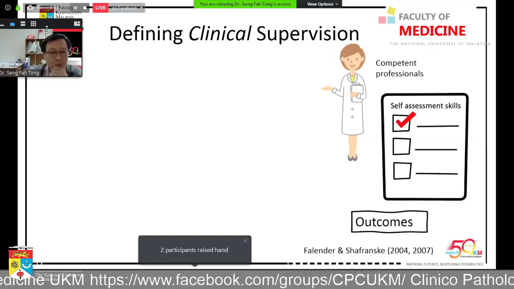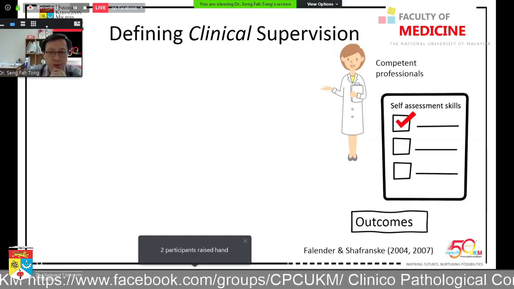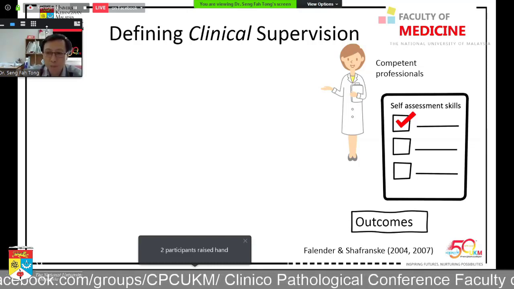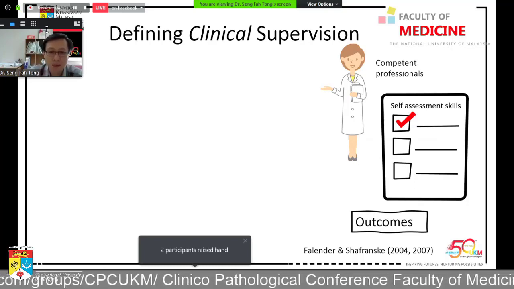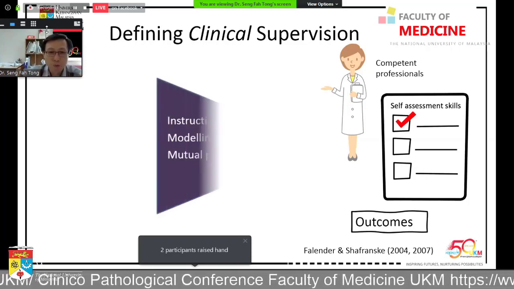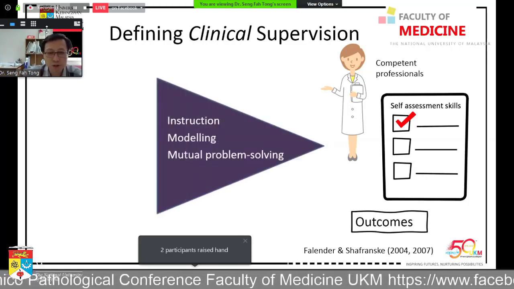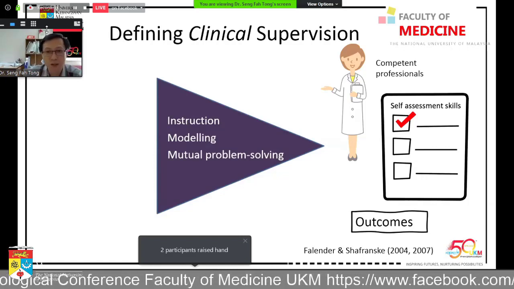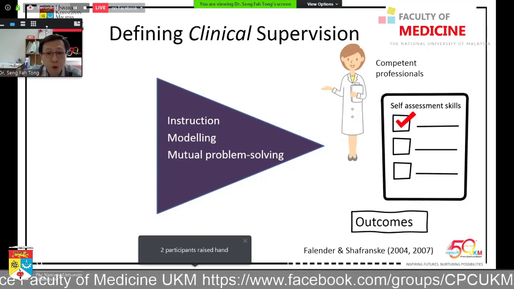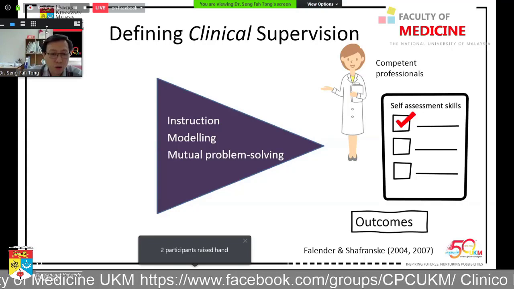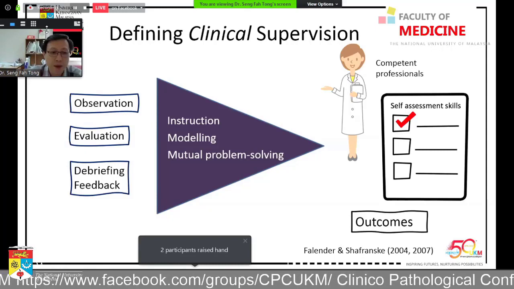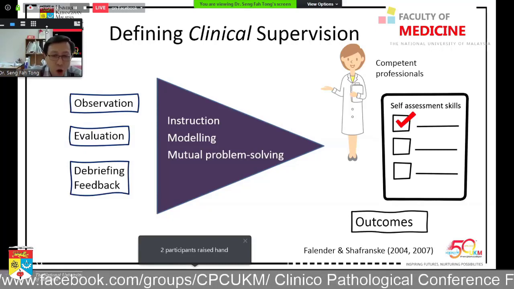something about self-assessment skills is also important in clinical supervision, because we do not want to produce professionals who just go on to practice psychomotor skills, but who are also able to evaluate themselves. What are their deficiencies, and what can they improve on, so as to promote lifelong learning. In order to do that, there often are instructions, modeling or demonstration that supervisors have to give to the supervisee, but it also sometimes involves mutual problem solving in a clinical setting. In all that, we often need some form of observation, evaluation, debriefing and feedback. So this encompasses the whole process of clinical supervision.